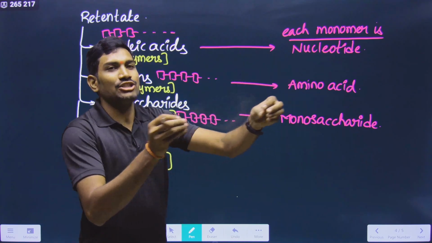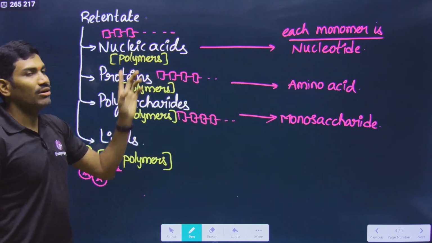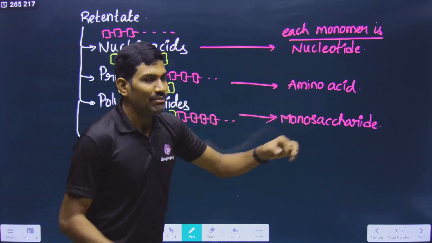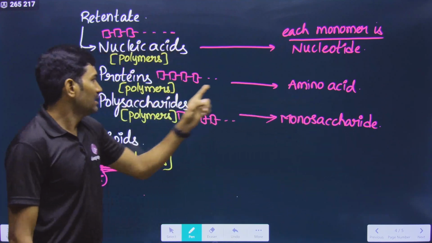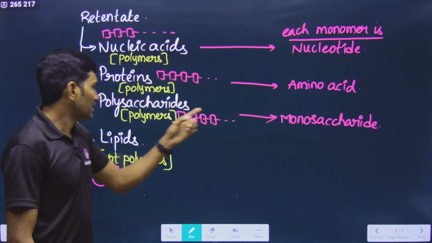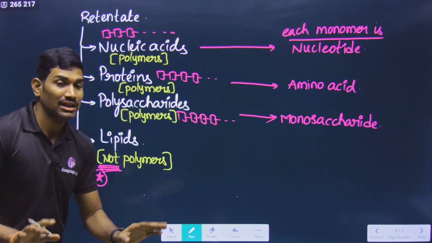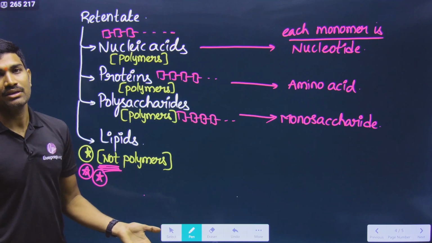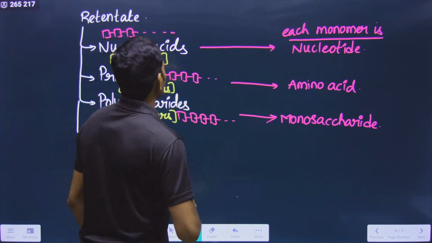Nucleotides attach to each other and they will form nucleic acids. Amino acids will attach to each other and they will form proteins. Monosaccharides will attach to each other and they will form polysaccharides. In this way also you can say. Yes or no? So next one.